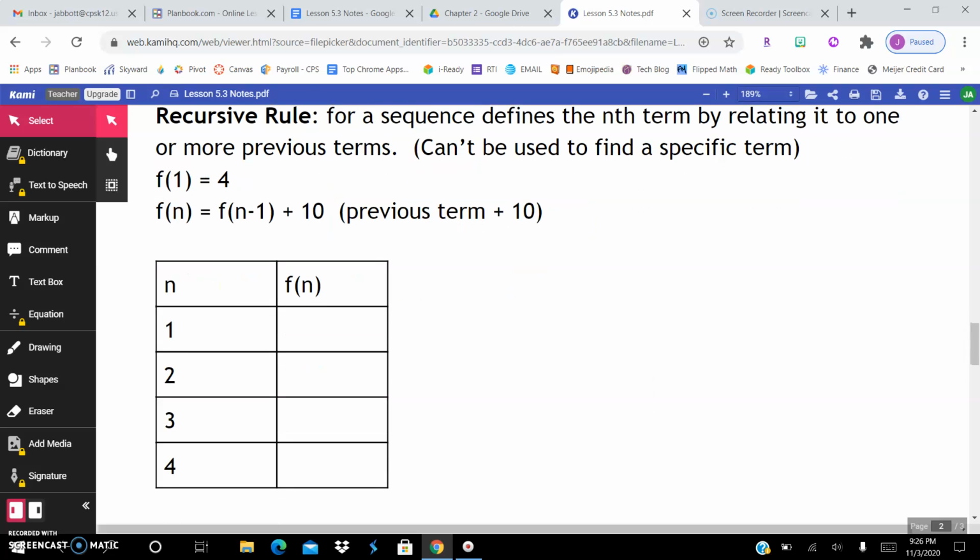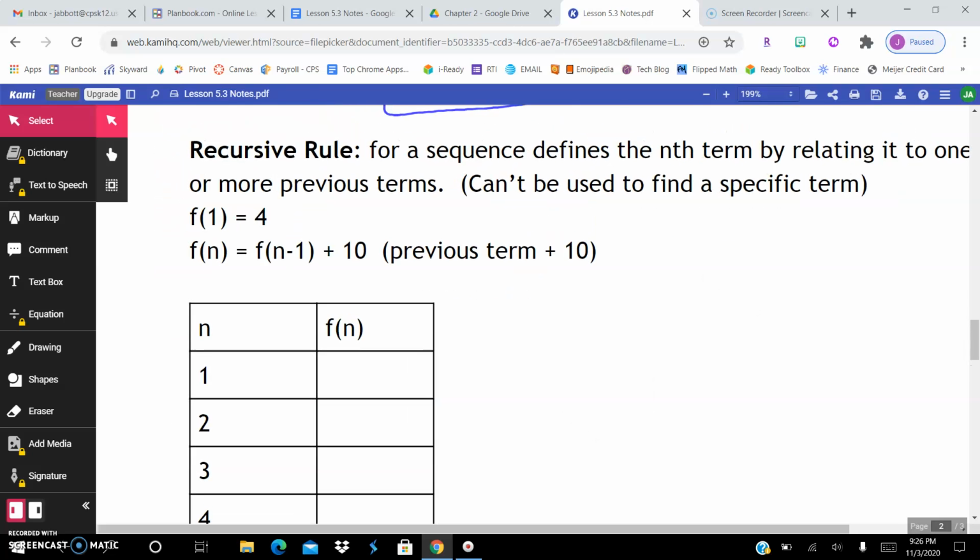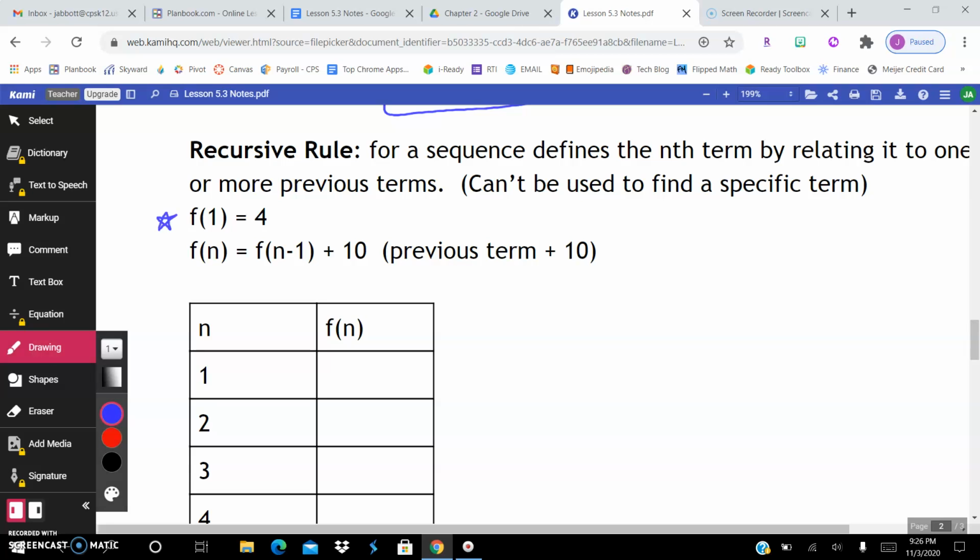So the first thing that you always get in a recursive rule is the first term. So they tell you what f of 1 is. So that is automatically 4. They tell you that right off the bat. And then to find the next term, we're going to take the number of the term and subtract 1, and then add 10 to that. So the previous term plus 10.